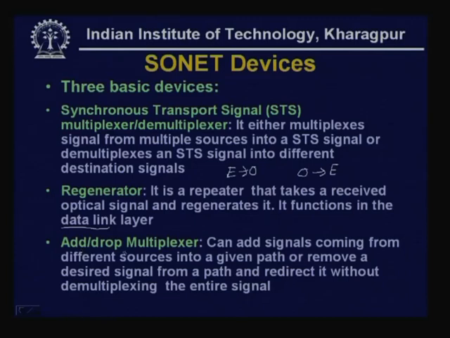Then you have the add drop multiplexer. An add drop multiplexer can add signals coming from different sources into a given path, or remove a desired signal from a path and redirect it, without demultiplexing the entire signal. So, demultiplexing and multiplexing is restricted to the STS multiplexers. On the other hand, the add drop multiplexer can divert a path or remove a desired signal from a path. It is done based on address and pointer, as we shall see.